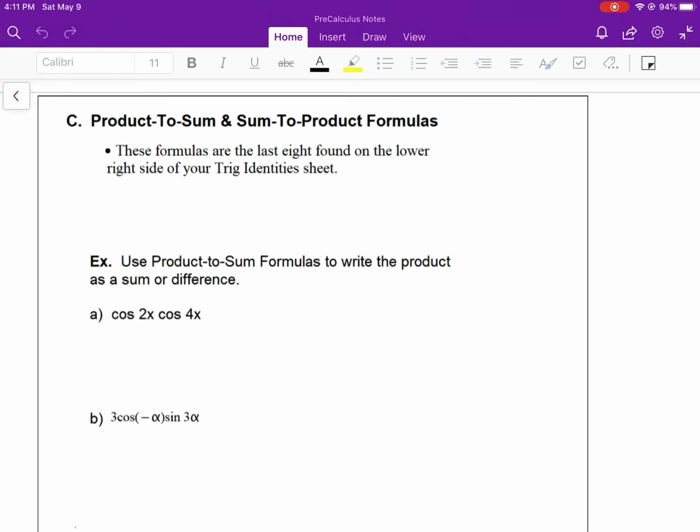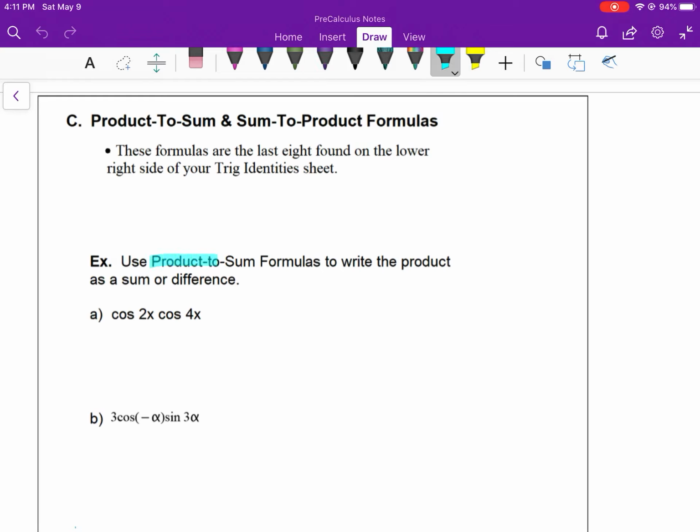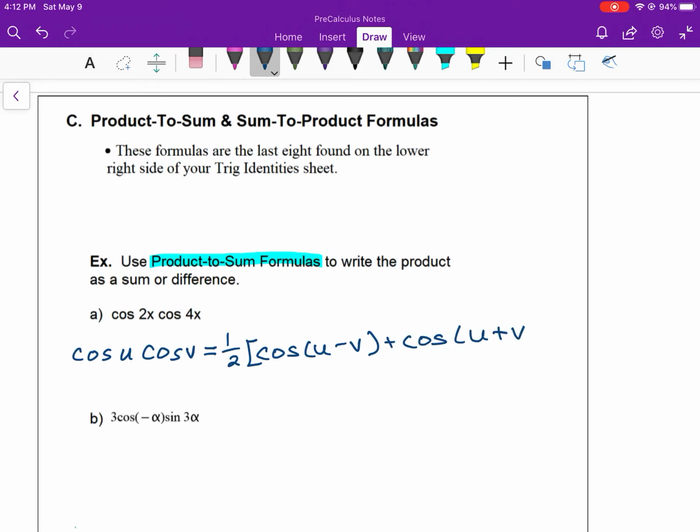So we're going to open up with switching this product, cosine 2x, cosine 4x, to a sum or difference. We're going to look at our identity sheet, and it says to use product to sum. So this is that second to last group of formulas. I'm looking for the one that says cosine times cosine. And so I see cosine u cosine v equals 1/2 bracket cosine u minus v plus cosine u plus v. And so what I'm going to do is let 2x be my u and 4x be the v, and then I'm going to plug them right into my formula.